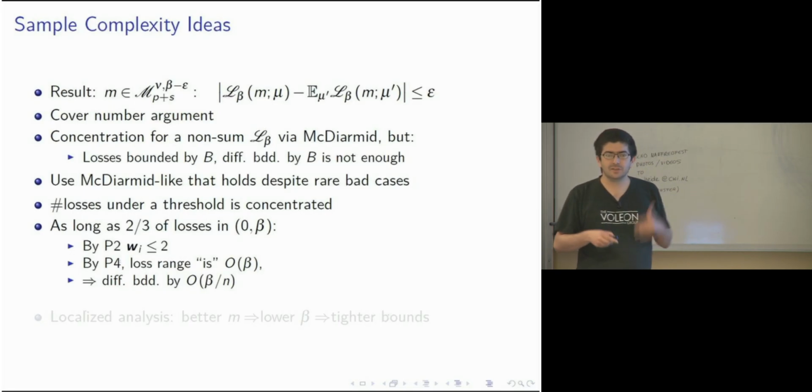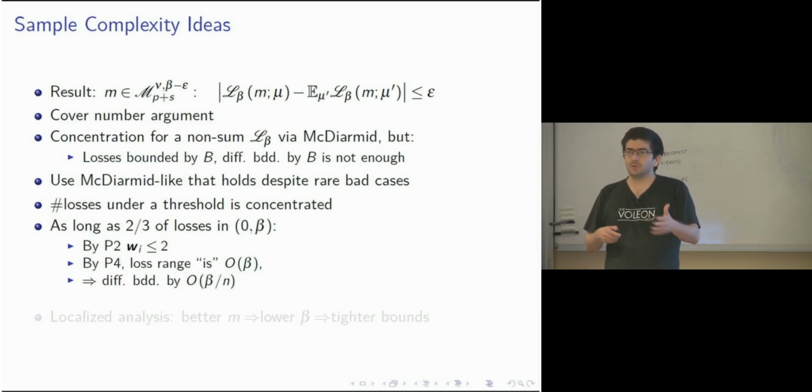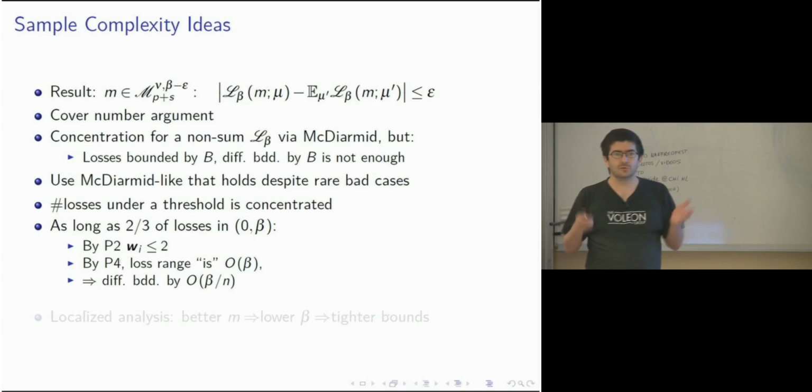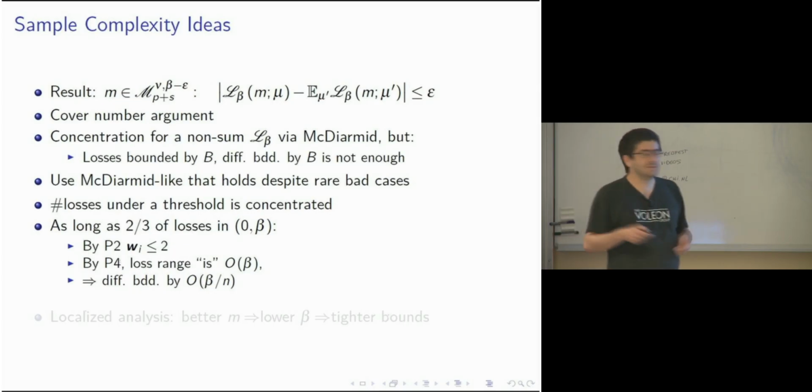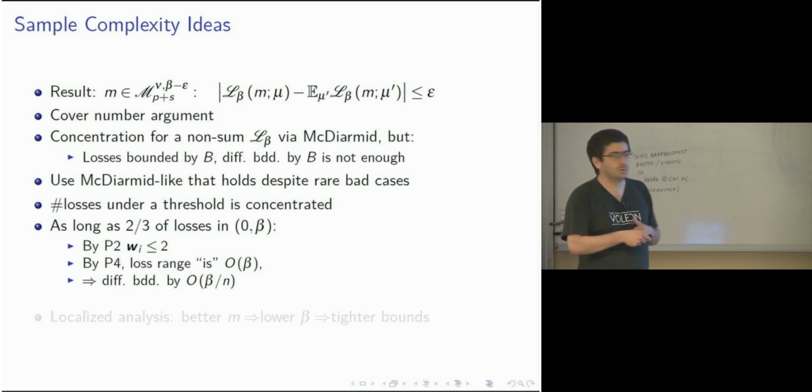A bad case here is maybe for a different sample we could get all outliers, and suddenly all of our losses for this model are of order B, right? Luckily that is very improbable, since the number of losses under a threshold is highly concentrated, so we can use this type of concentration result that we at least learned about from Kuden.